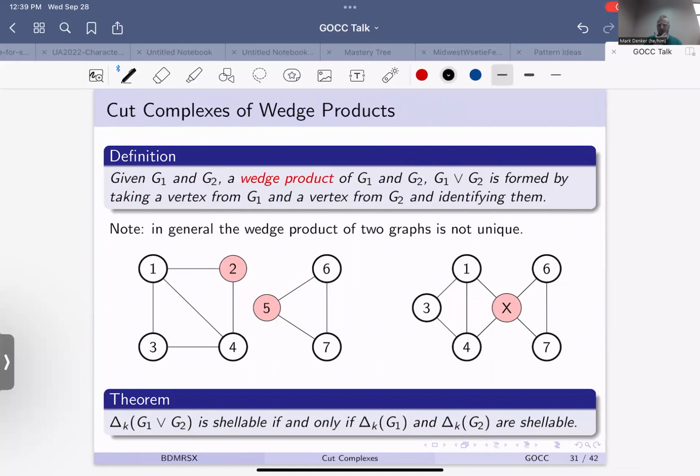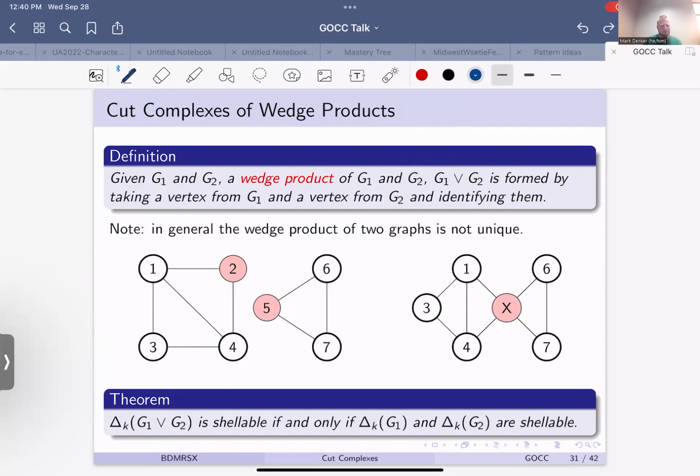But we also have another result for wedge products. And so if you were at the talk last week, you've already been introduced to the wedge product. If you weren't, then that's okay. So the wedge product is the same as it is in topology. You take 2 graphs, you pick a vertex on each graph, and you just glue them together. They're now the same vertex. It's a weird operation on graphs because it's not unique. If I, instead of gluing those 2 vertices, instead glued vertex 5 to vertex 4, I would get a different wedge product. Those graphs would not be isomorphic, because this vertex would now have a degree of 5, and there's no vertex of degree 5 here.